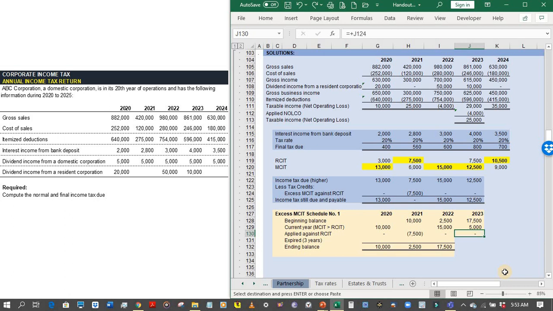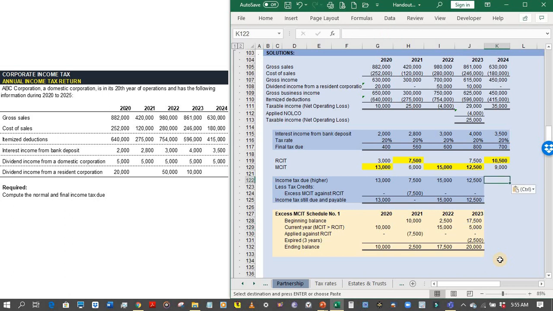And since this is the last year of the excess MCIT that was incurred in 2020, there will be an expired portion, so that is 2,500 pesos. The 2,500 pesos is computed as 10,000 less 7,500, equals 2,500 pesos, because the 10,000 pesos can only be deducted against RCIT until 2023, and only 7,500 was applied from the amount of 10,000 pesos. So the ending balance of excess MCIT at the end of 2023 is 20,000 pesos. And the 20,000 pesos is from the 15,000 excess MCIT in 2022 and the 5,000 in 2023.